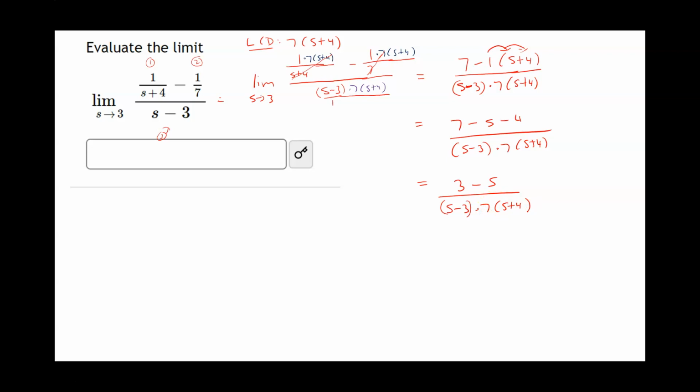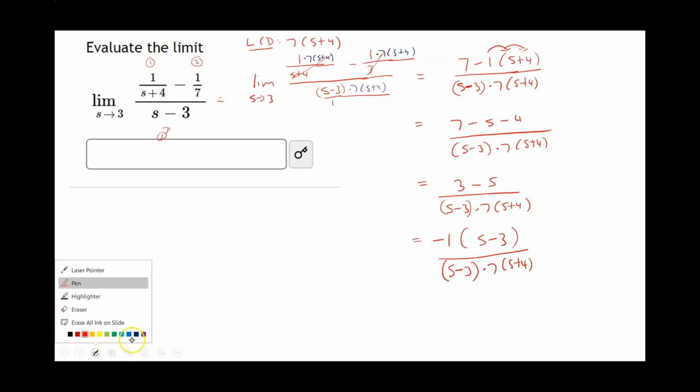Now take a look at what happens. The 3 minus s and the s minus 3, they're almost the same, but the 3 needs to be negative and the s needs to be positive. So when that happens, we can factor out a negative 1. And when you factor something out, you divide each term by the factor. So 3 divided by negative 1 is negative 3, and negative s divided by negative 1 is positive s. And notice that if you multiply this back out, you will get negative s plus 3. So we haven't actually changed the term, just factored out the negative. Now that's helpful because now we have an s minus 3 on the numerator and on the denominator.